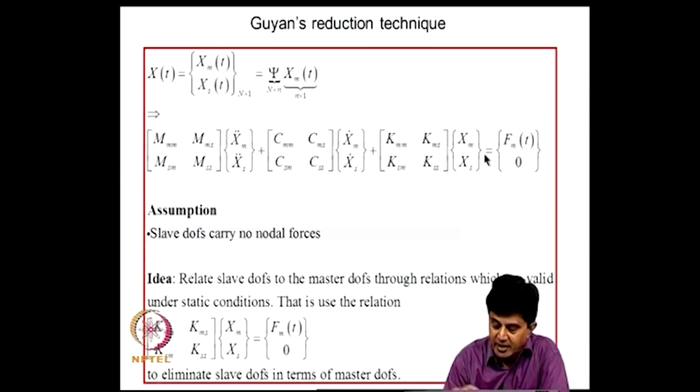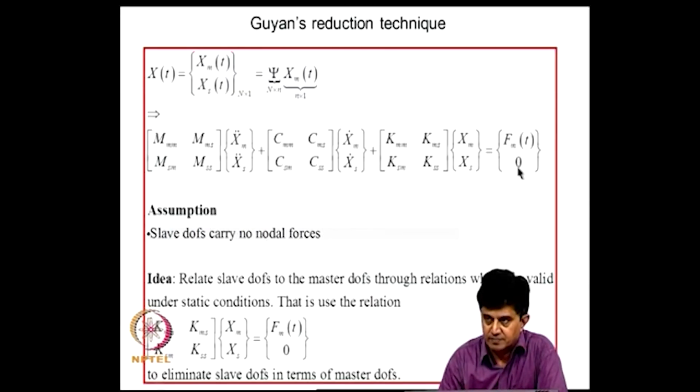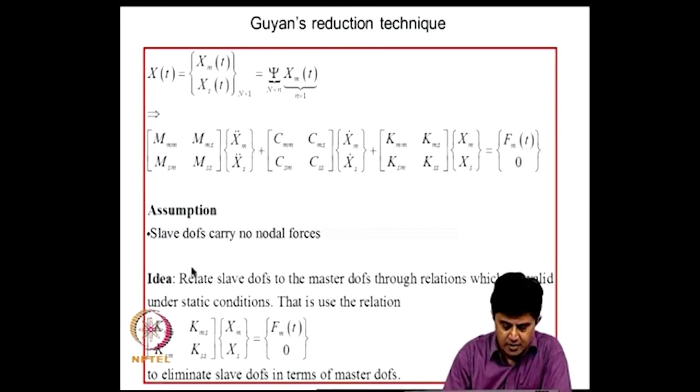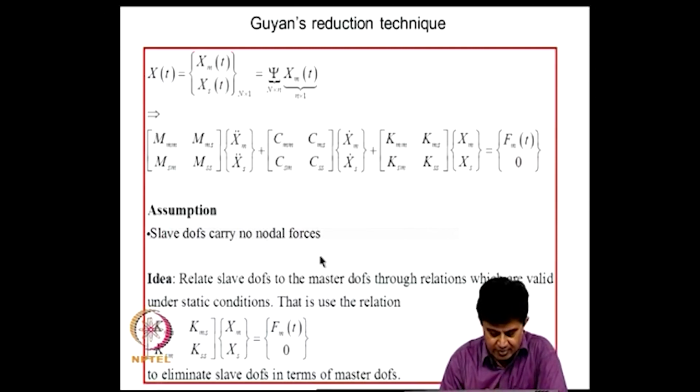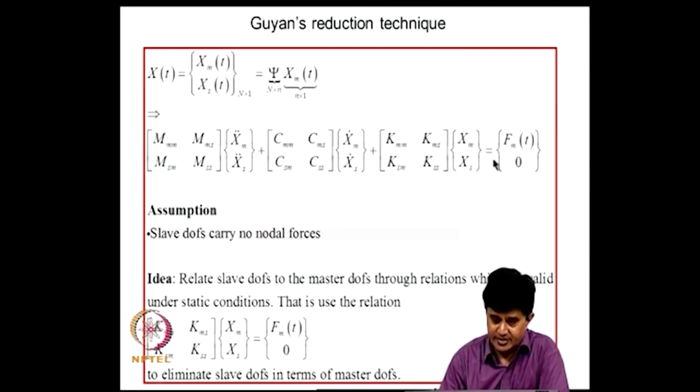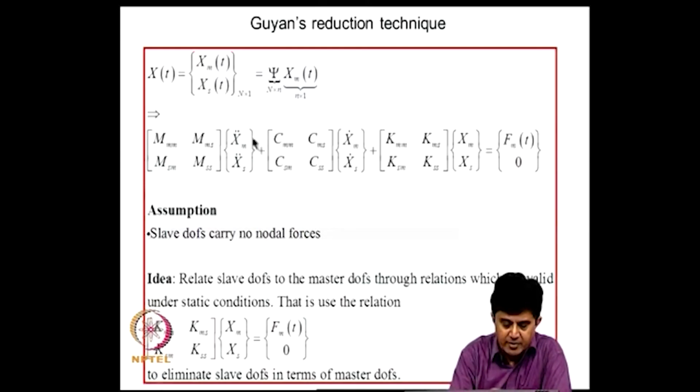Here we assume that the slave degrees of freedom do not carry any external force, okay, that is an assumption. Now, the idea in static condensation is to relate the master and slave degrees of freedom through a relation which is valid only under static conditions. That means, to establish the relationship between xm and xs, I will consider the equilibrium equation, discard inertial and damping terms, and write only the static equilibrium equation.